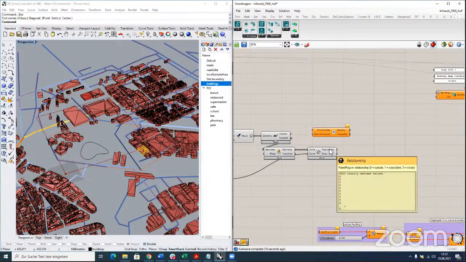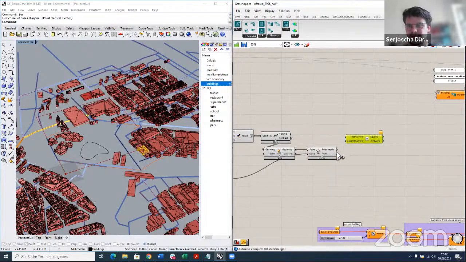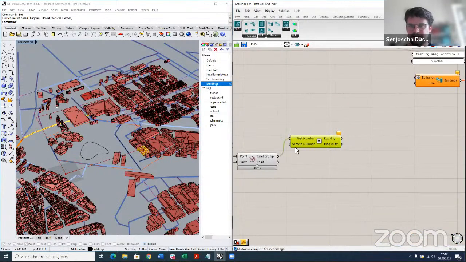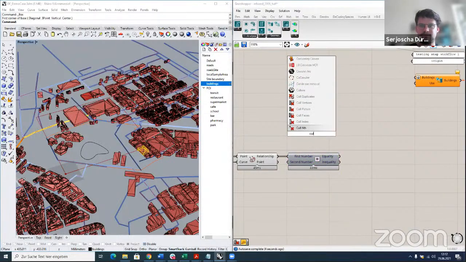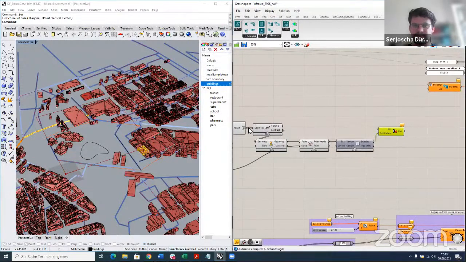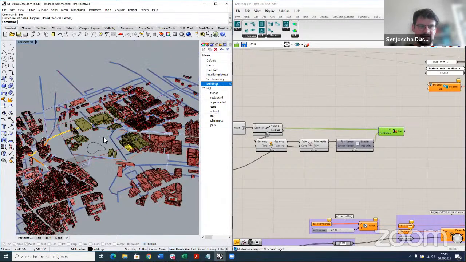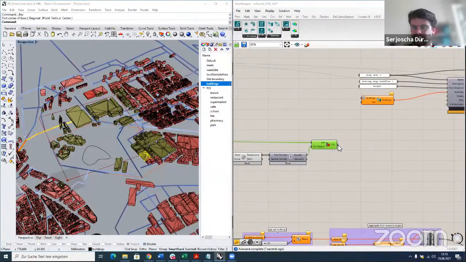And if they are, this is specified here. If they are inside, then this component returns a value of 2. So I take this check here and say, set the second number to 2. And when that is true, you can see it here, false and true, I can delete all objects that are not within the site. So when I click here, you see only the ones on the site are now selected. And this is then our input for the buildings.